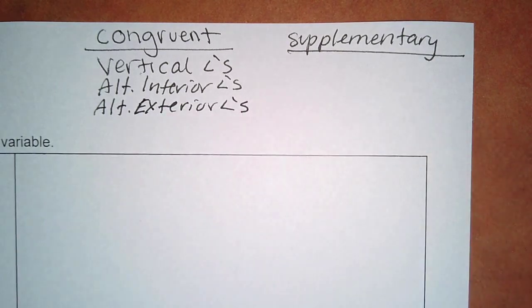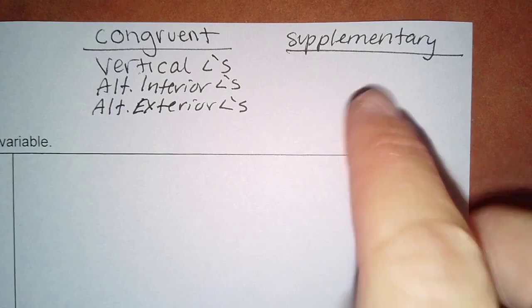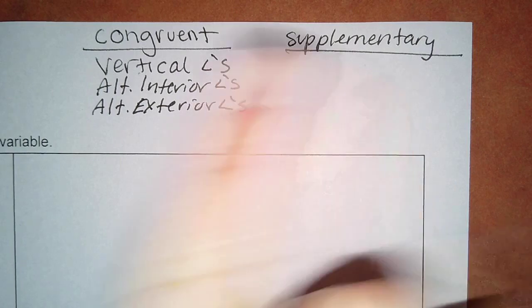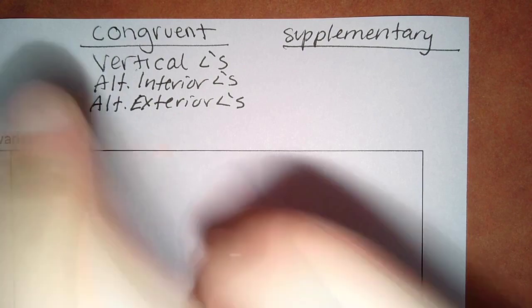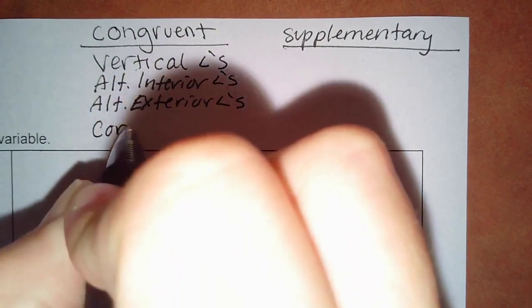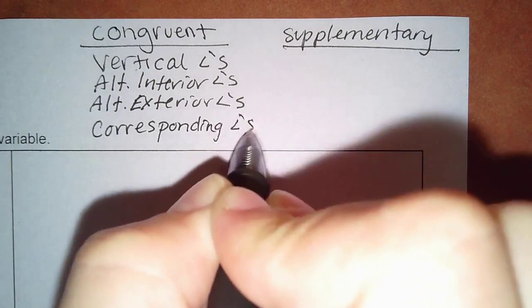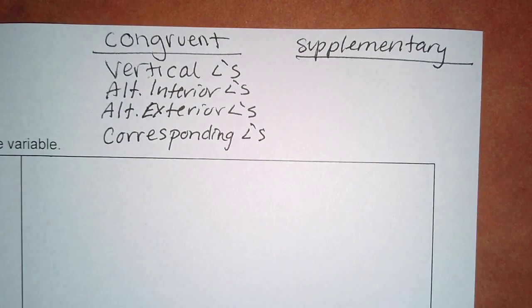Evan? I had one for supplementary. Okay, supplementary? Was it corresponding? That was congruent. Corresponding angles. They are congruent. So those are the ones that are in the same spot. So top left, top left.